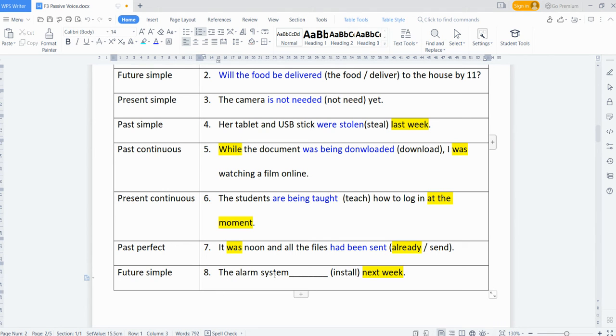Future simple, number eight, future simple. How do you know that it's future simple? Because of the word next week. The alarm system will be. Passive voice untuk future simple is will be. Will be what? Will be installed, with the ed as the past participle for install.